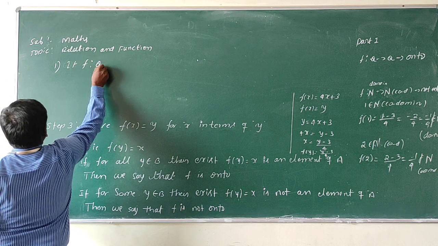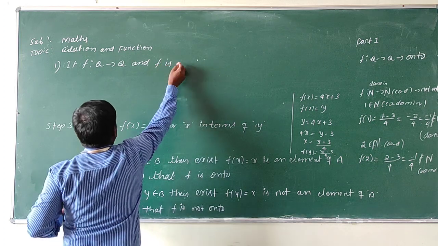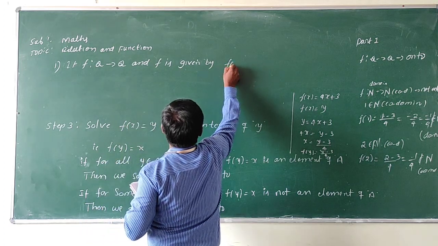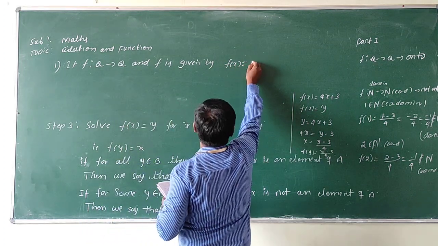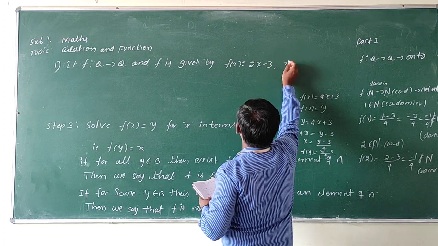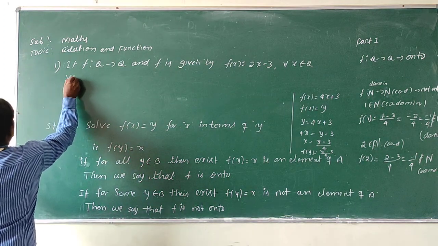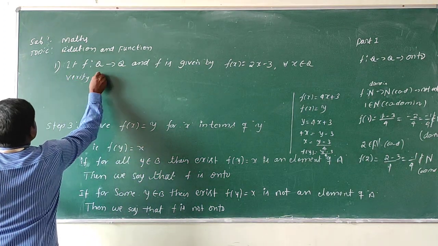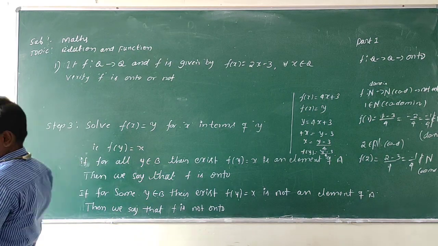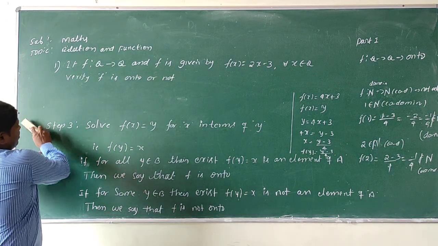If f is a mapping from Q to Q and f is given by f of x is equal to 2x minus 3, for x belongs to Q. Verify whether f is onto. Okay, so I have done this.